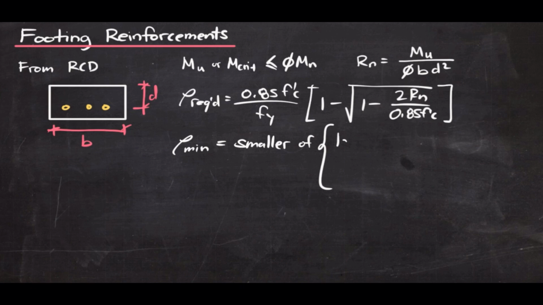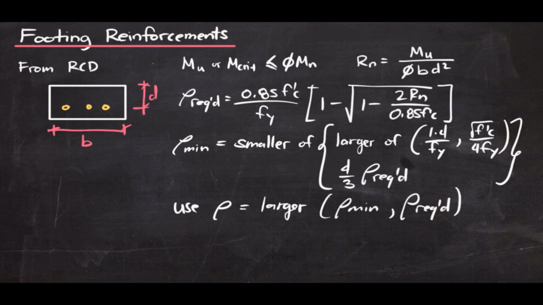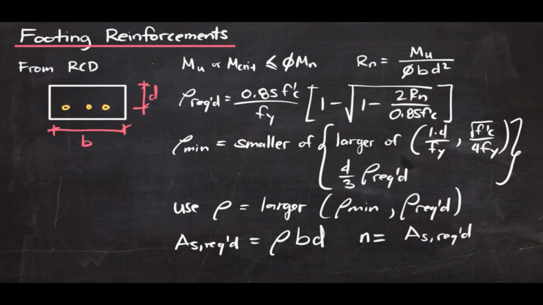Those two values are, first, the larger of 1.4 over Fy and the square root of F prime C over 4 times Fy. And the other value would be 4/3 of what is required. After that, we will use rho as the larger of rho min and rho required. Rho is the steel ratio. To get the area of steel required, we multiply rho by B and D, and the number of bars would be AS required divided by the area of a single bar.